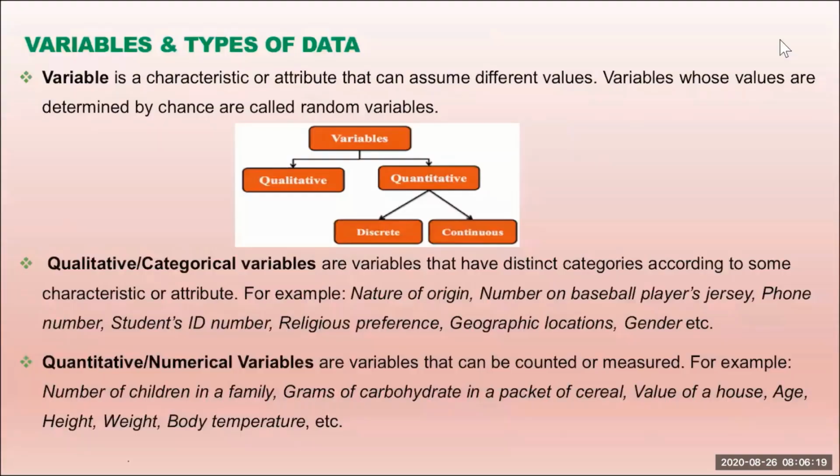So today we are going to continue with the first chapter on Math 135, and we are going to start here with variables and types of data. First, we want to define what variables are. A variable is a characteristic or attribute that can assume different values.